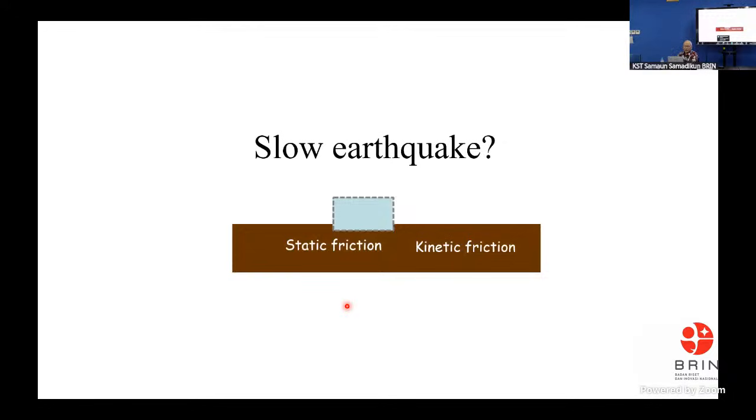And that occurs because of the special frictional property of the fault. There is a friction when it is stopping, and also another friction when it is moving, called kinetic friction or static friction.